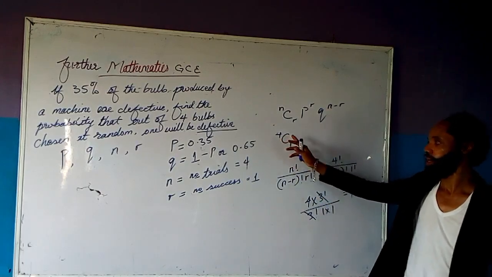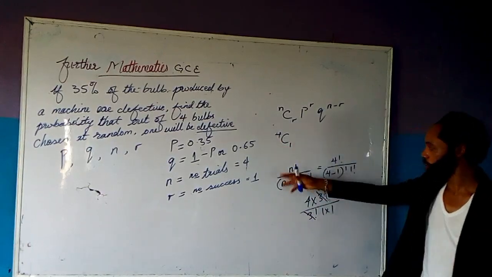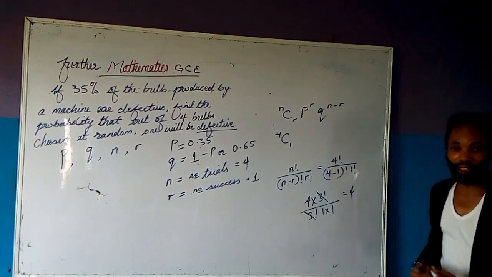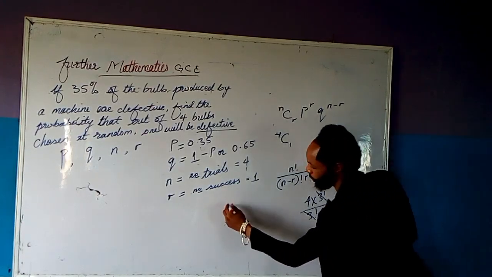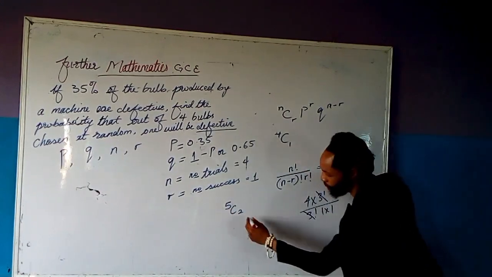Okay, 4 combination 1. That's what I meant. I just said choose. 4 combination 1. So this is what it means. Let me use another value to explain. In case you're given 5 combination 2, let's express that. It's going to be what?